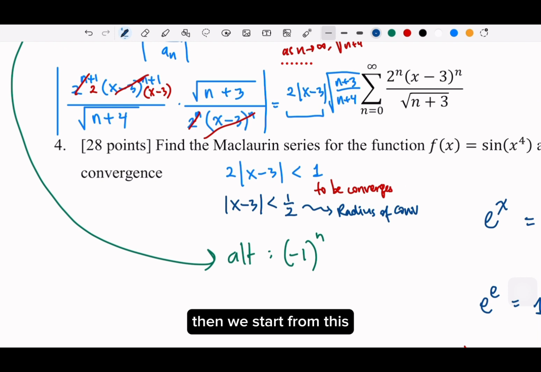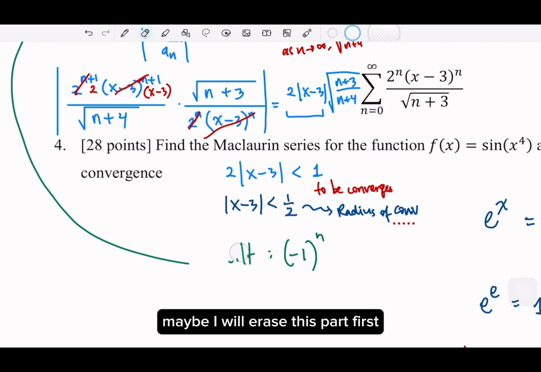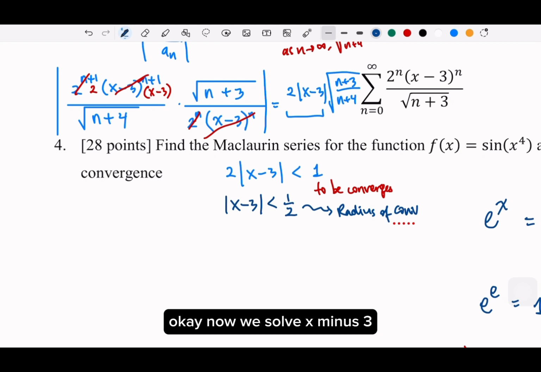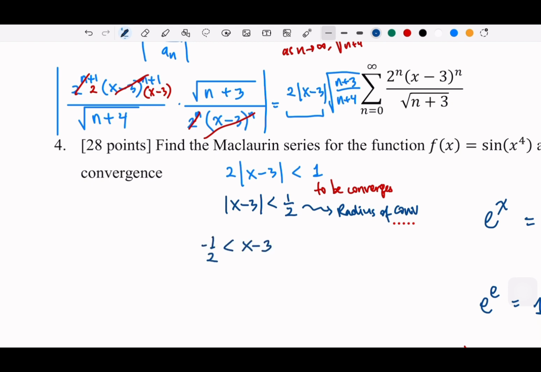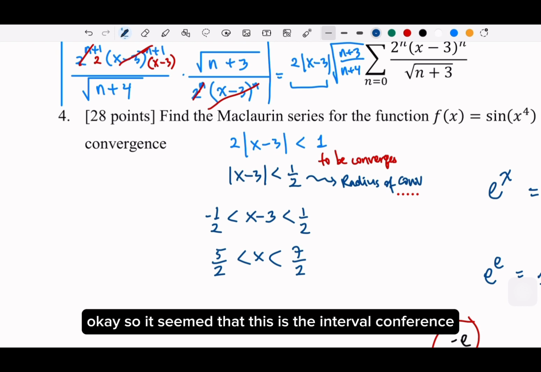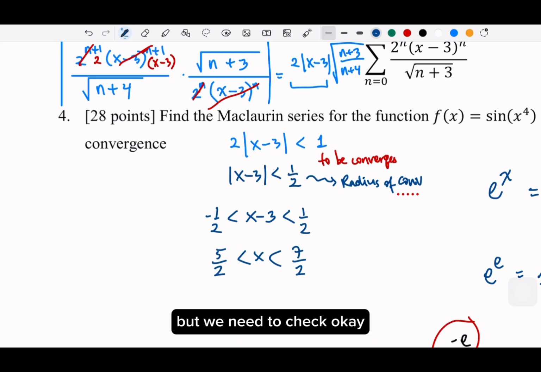Then we start from this. Maybe I will erase this part first. Now we solve for x minus 3. So we have x between 5 over 2 and 7 over 2. It seems that this is the interval of convergence, but we need to check.